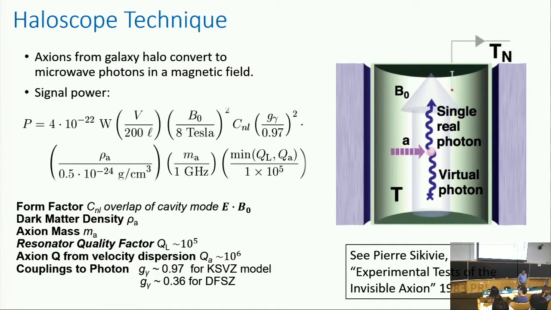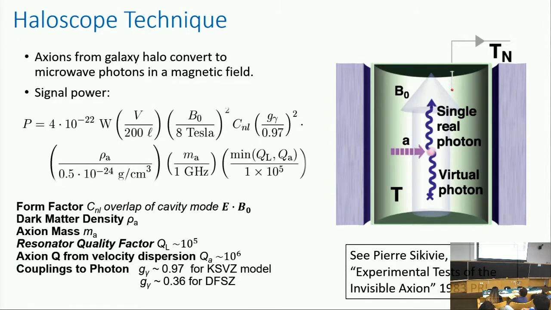Okay, so now I'm going to start to talk about the most promising technique today, the technique used by ADMX, which is called the haloscope technique. It uses resonant microwave cavities to convert the axions into microwave radiation.